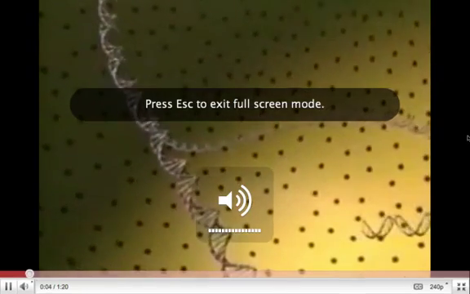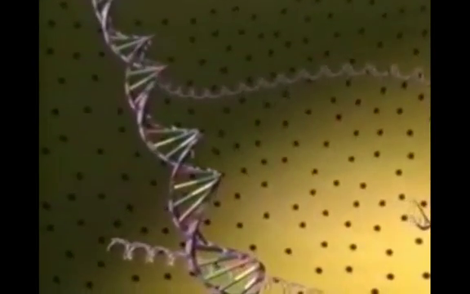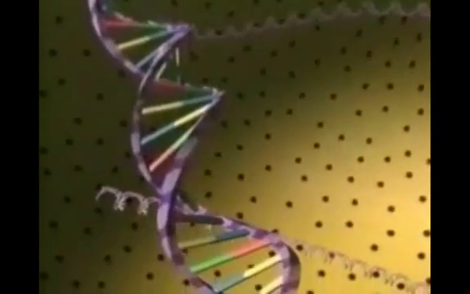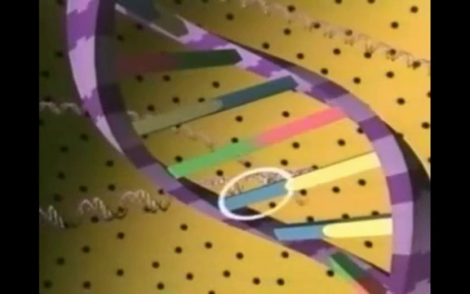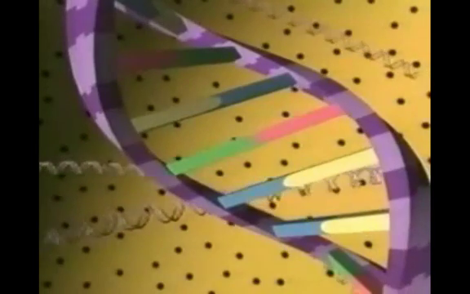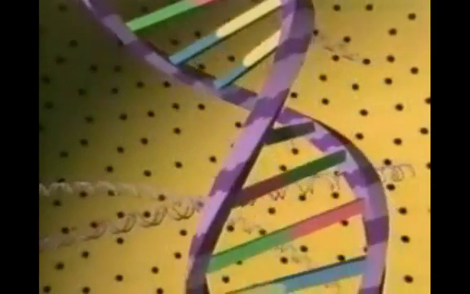DNA contains 2 strands of building blocks called nucleotides, arranged like a spiral staircase. Each nucleotide includes 3 parts: a phosphate group, a sugar molecule, and one of 4 bases: adenine, guanine, cytosine, or thymine. The sugar phosphate bonds form the double backbone of the molecule, the handrails of the staircase.